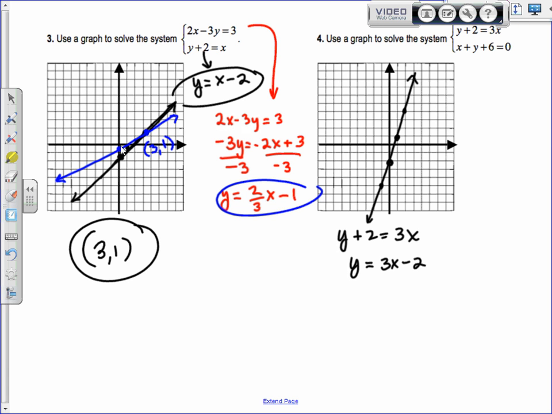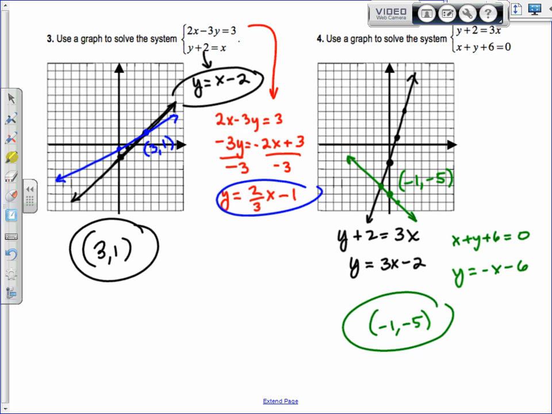All right, and then the other one is x plus y plus 6 equals 0. So y equals negative x minus 6. So go down to negative 6. So 3, 4, 5, 6. And you're going to have a slope of negative 1. So go down 1, right 1, or you could go up 1, left 1, which is convenient in this problem. You guys see? So it looks like it's intersecting at negative 1, negative 5. So negative 1, negative 5. That's your answer.